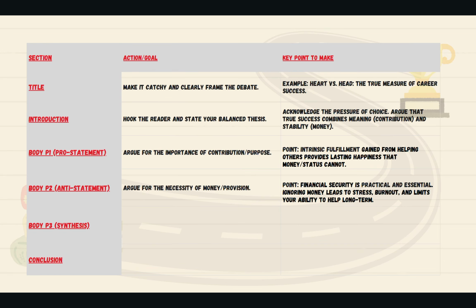And the point we're going to make in this paragraph is that financial security is practical and essential, and ignoring money leads to stress, burnout, and it limits your ability to help long term.